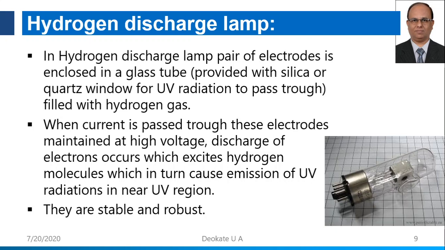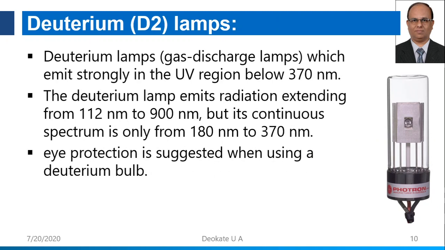When current is passed through this electrode, maintained at high voltages, discharge of electrons occurs, which excites the hydrogen molecule, which in turn causes emission of ultraviolet radiation in the near UV region, that is 200 to 400 nanometer. They are stable and robust. So this was used in the previous instruments. Now it has been replaced by the D2 lamp, which we call a deuterium lamp. They are more stable than the hydrogen lamp.